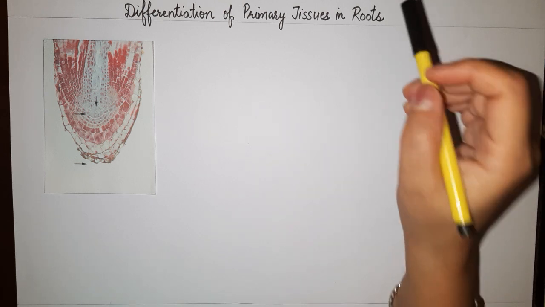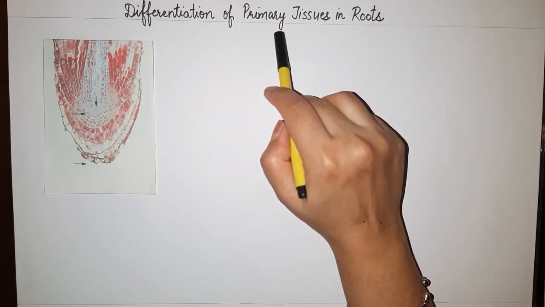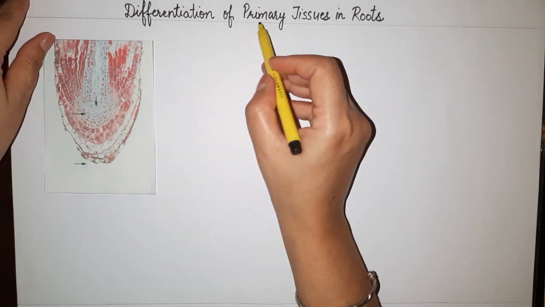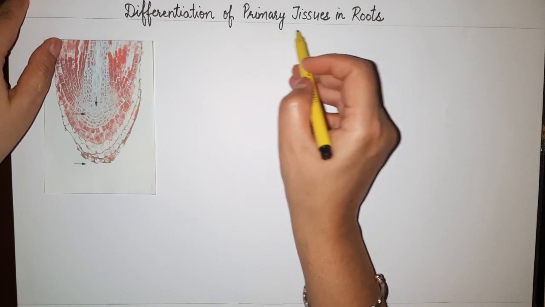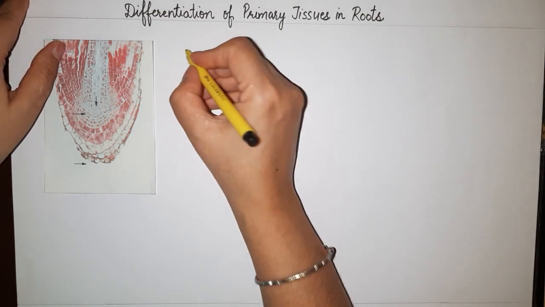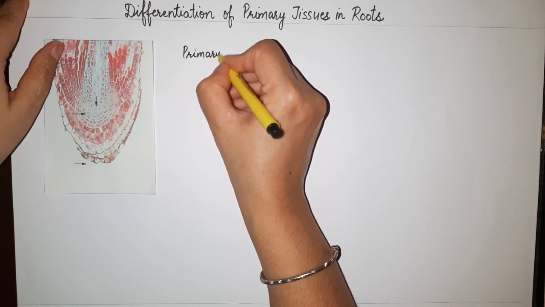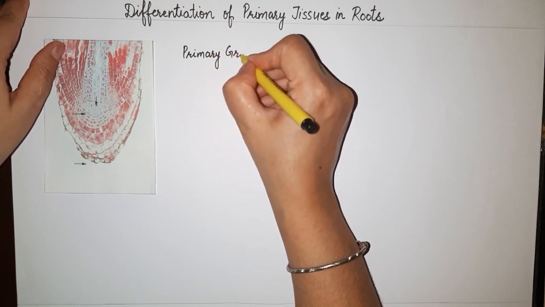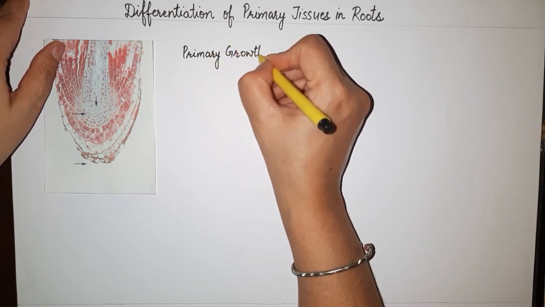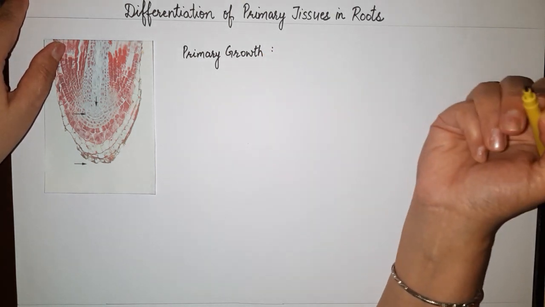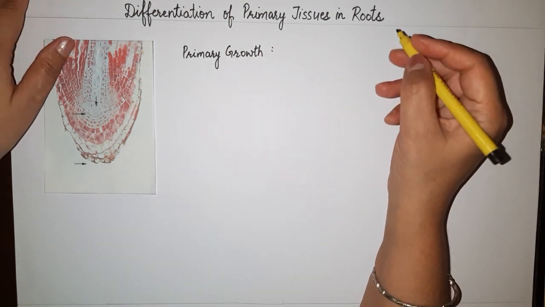Today we are going to discuss differentiation of primary tissues in roots. Now firstly, what is primary growth? Whatever growth takes place during the initial stages is called primary growth, and the tissues formed during that period are called primary tissues. So how do we define it?